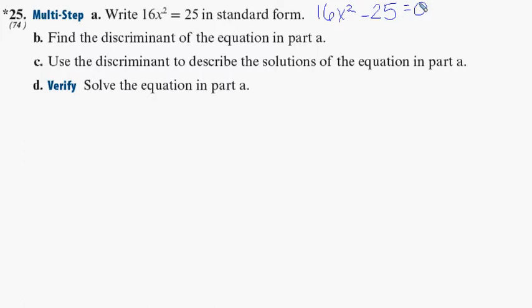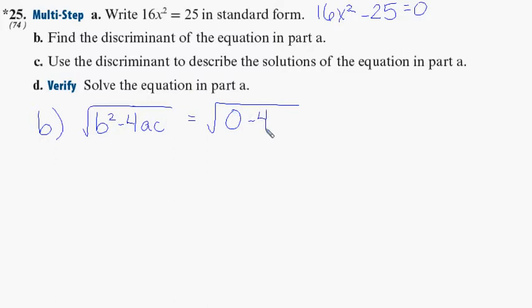It says find the discriminant of the equation in part A for part B. So let me just put B down here. Remember, the discriminant is just b squared minus 4ac. It's just one little piece of the quadratic equation. So our b squared value is actually not even there. It's a 0, right? Minus 4, our a value is going to be 16, and then our c value is equal to negative 25.